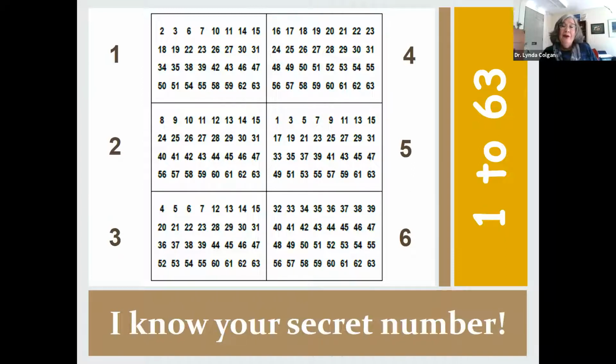Is your number on card number 4? No, it is not. Is your number on card number 5? Yes. Is your number on card number 6? No. I'm thinking very hard. I believe your number is 15. Am I right? I am very impressed. My number is indeed 15, and I hope everyone can see that. Okay. 15 right there. All right.